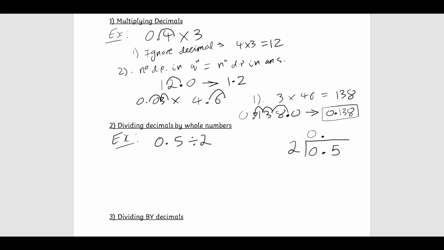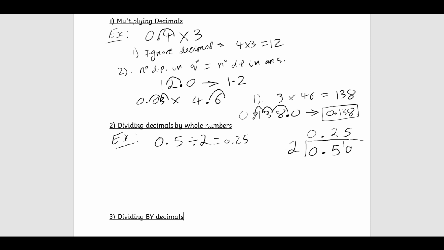2 into 0 goes 0, with remainder 0, essentially. And then 2 into 5 goes twice, with remainder 1. And then we obviously have the 0, so 2 into 10 goes 5. So that will give us 0.25.